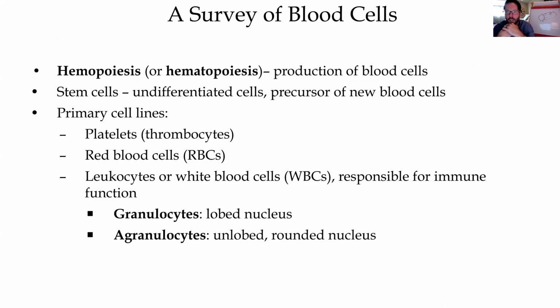Hematopoiesis, that is the production of blood cells. And remember, all the immune cells come from blood cells. They're initially stem cells that then differentiate into the different flavors of immune cells and other cells like your red blood cells. And so this can be broken down into platelets, red blood cells, and leukocytes, or commonly called white blood cells. The leukocytes can then differentiate into two different categories, the granulocytes and the agranulocytes.